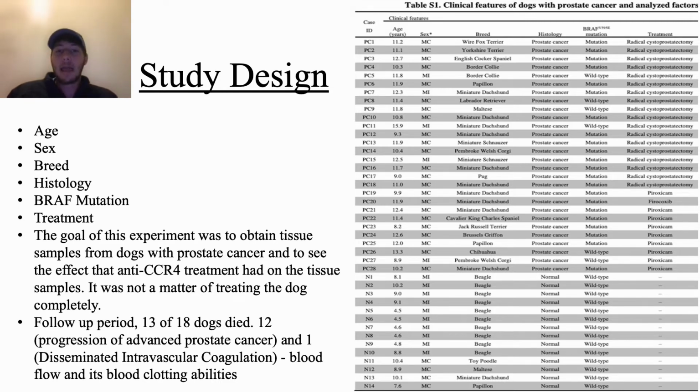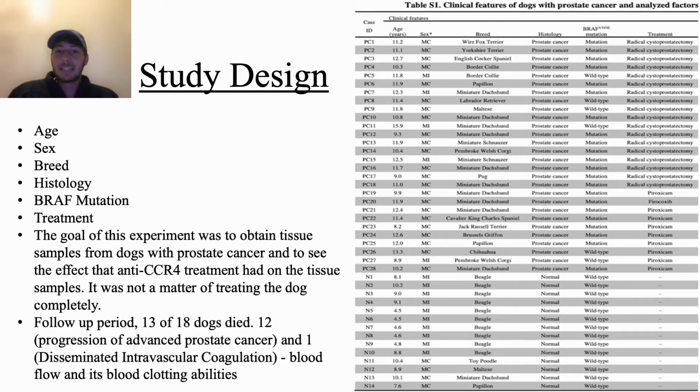Are they male MI or MC? MI stands for male intact, and MC for male castrated. Also, the different breeds, the histology, whether they have prostate cancer or a normal prostate without any cancer in it. And also, which I'll get into later in the presentation, whether the BRAF mutation is mutated or wild type and not mutated.